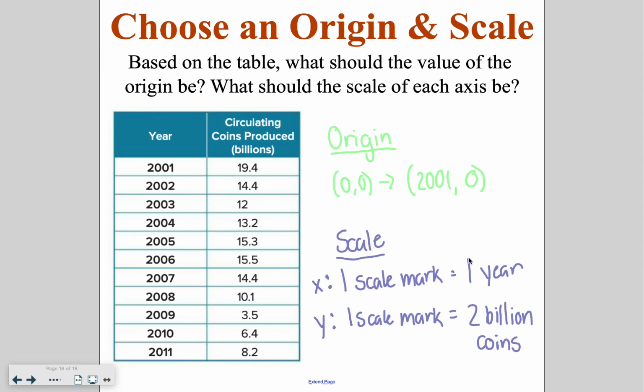Then we have to look at the scale. Again, one scale mark can equal 1 year here because all of the years are following in order, one after the other. And then I need a way for my Y's to get from about 4 to about 20. So one way to do that would be to go by 2s. If you said you were going to count by 4s, that would also be acceptable. Even 5 would work as a scale for this graph.